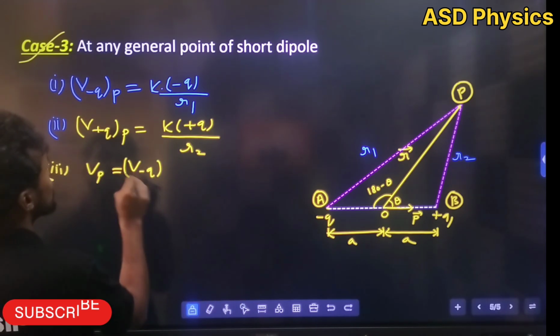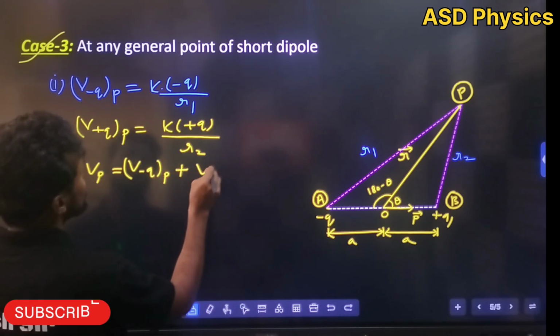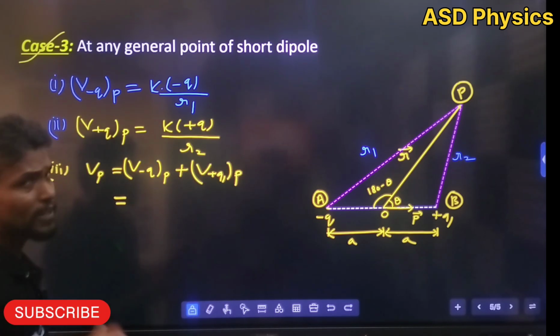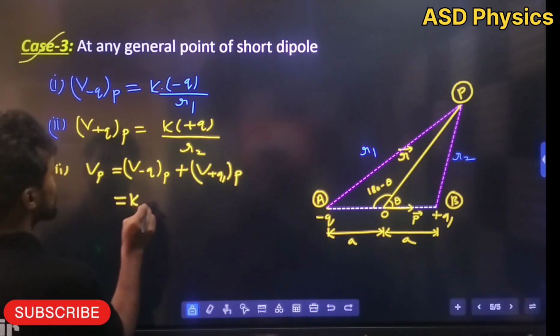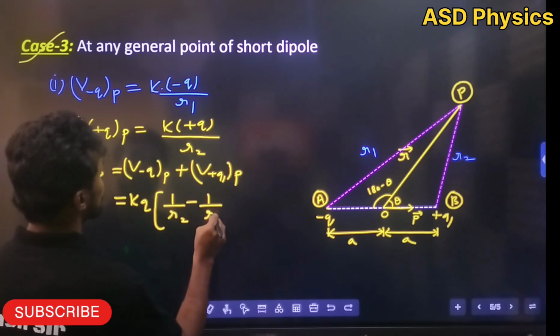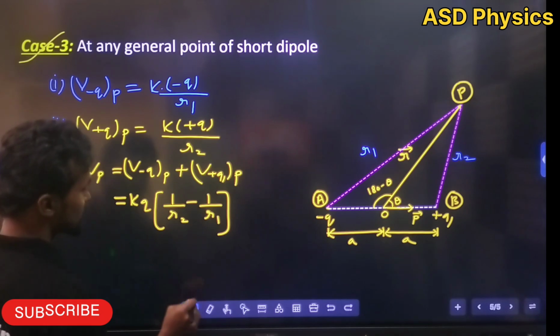Due to the minus q charge, and plus due to which charge here? Plus q charge here. So when you put the values and simplify, it will come to kq times (1 by R2 minus 1 by R1). I have written this with the simplification.